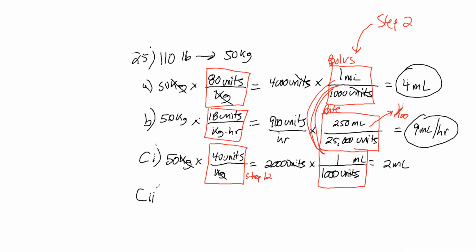All right, C part 2. Now we're going to calculate a new infusion rate. So 50 kilograms. Now it tells us to increase the rate by 2 units per kilogram per hour. Our initial rate was 18 units per kilogram. So you were going to add 2 to the 18. When you add 2 to 18, you get 20 units per kilogram per hour. That gives you 1,000 units per hour.